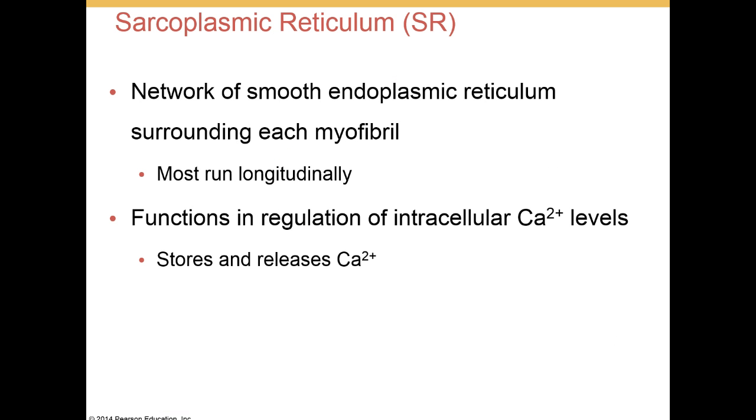All right, let's continue on with some of the specialized organelles found in the muscle tissue. First, we have sarcoplasmic reticulum. Sarcoplasmic reticulum is a network of endoplasmic reticulum that will wrap around each individual myofibril and run longitudinally. That means it runs along the myofibril. In this case, this is a special form of smooth endoplasmic reticulum.